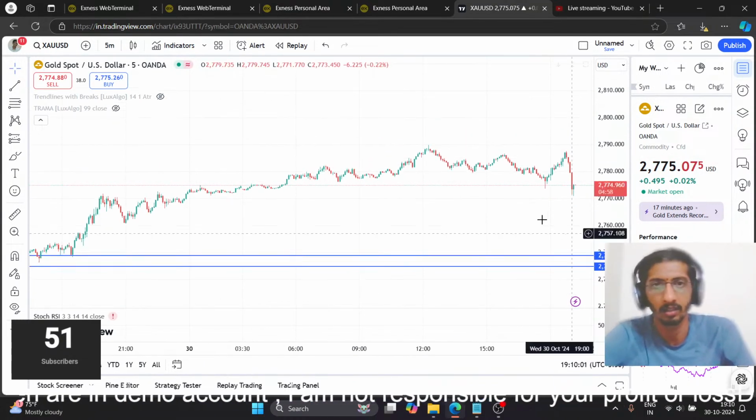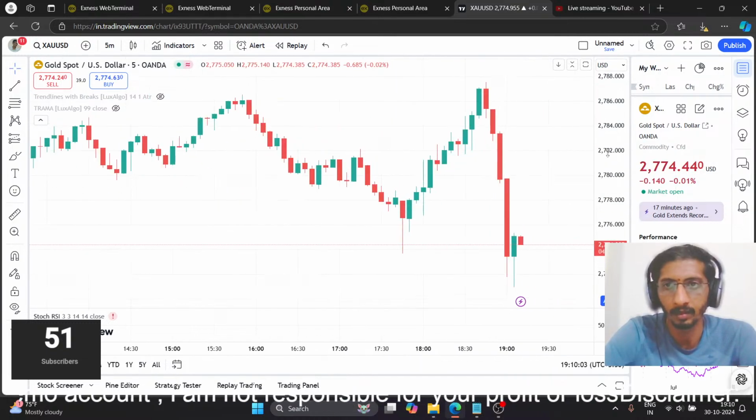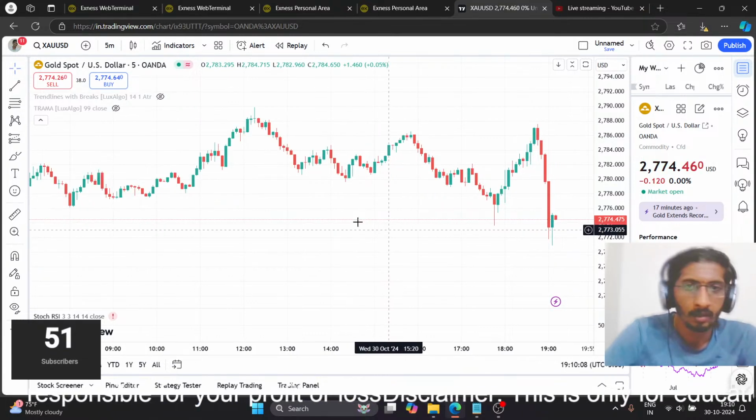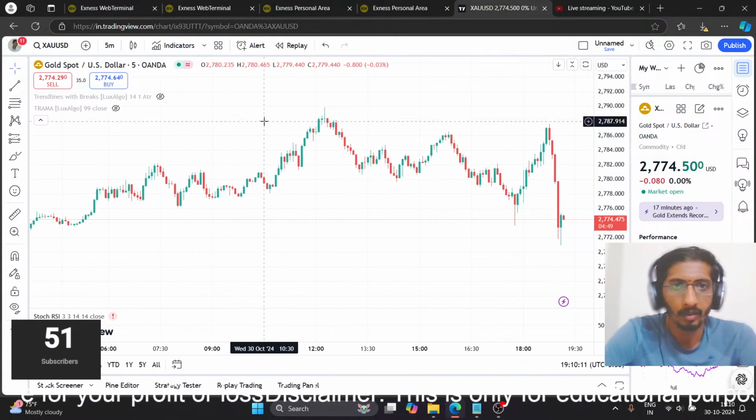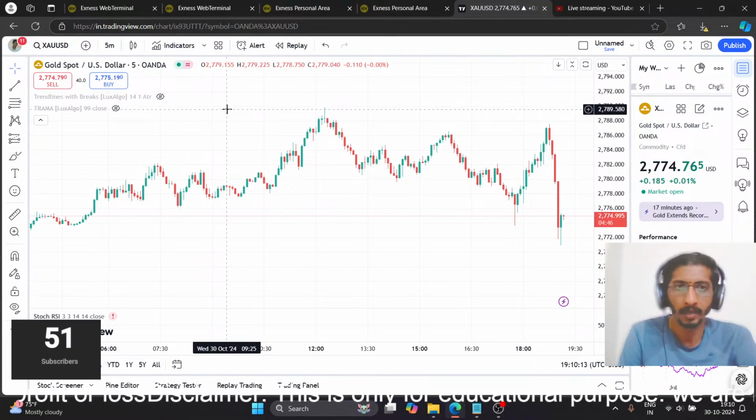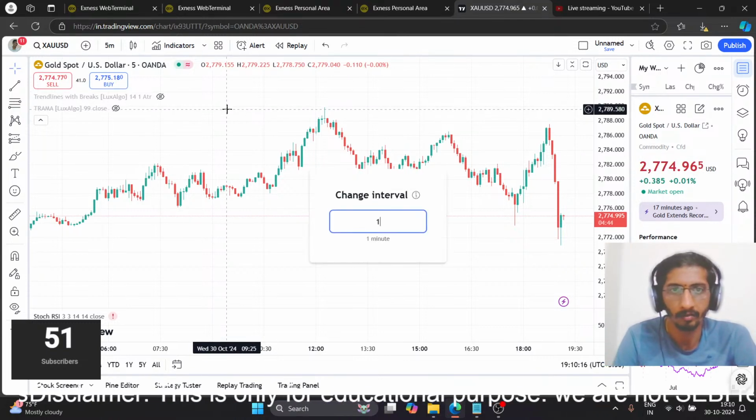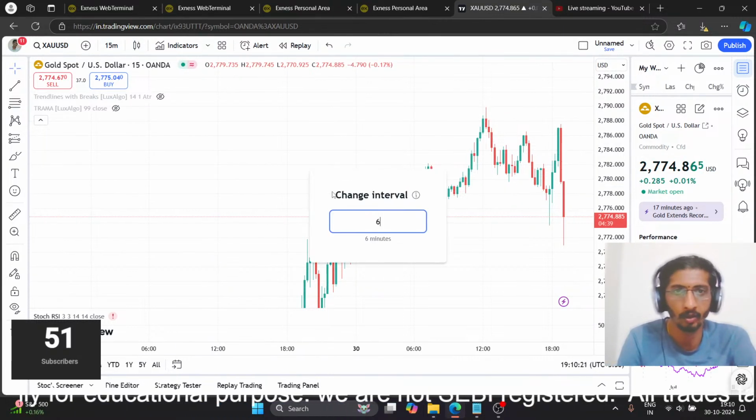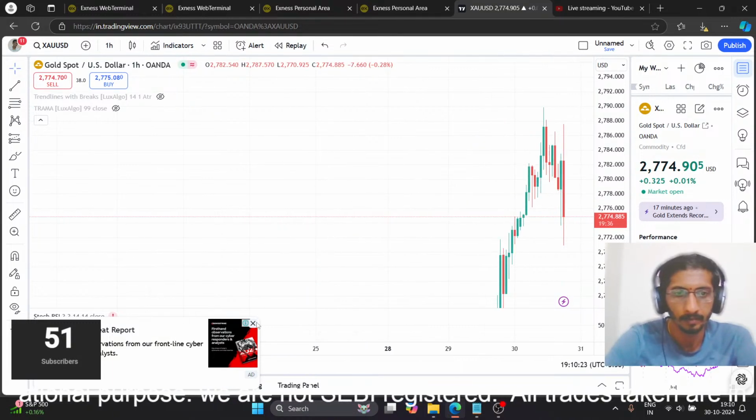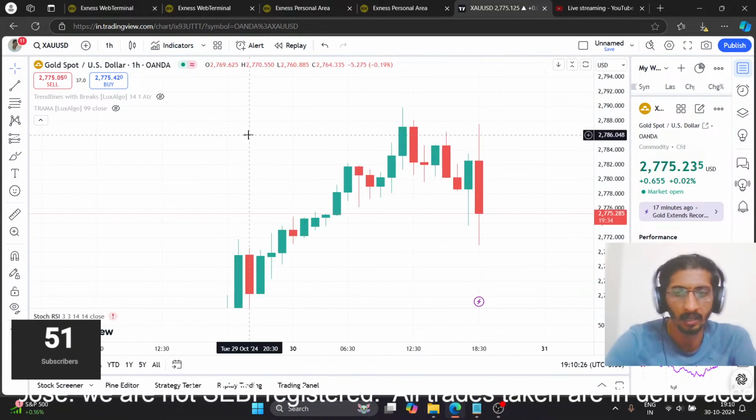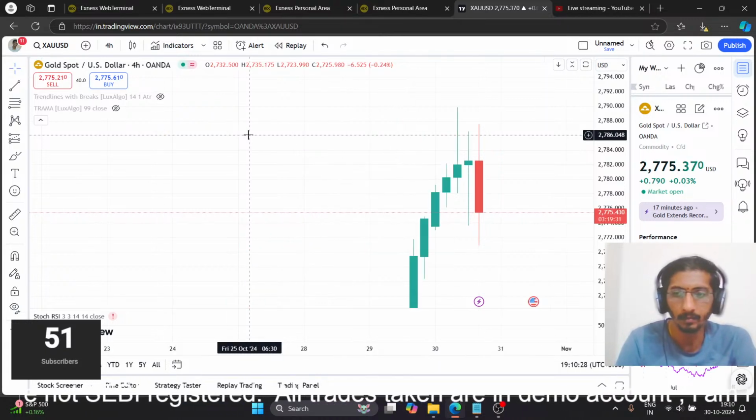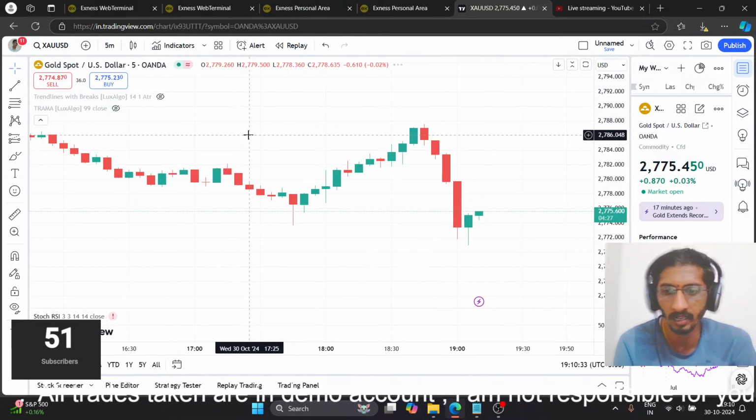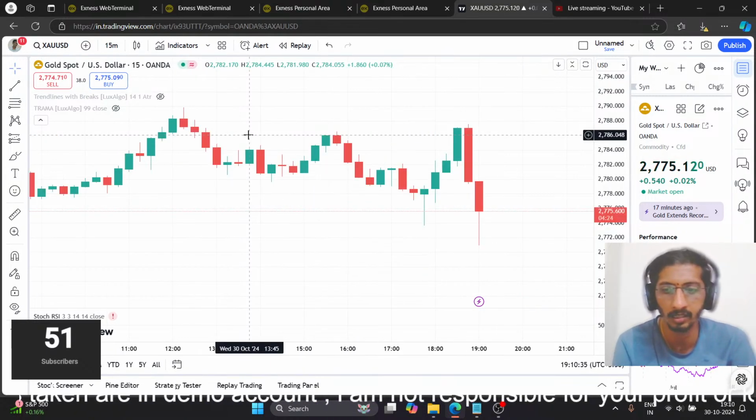This is how the candlesticks look without adding any indicator. When you click on this and type any number like 5 or 15, you can see the time changing to 15 minutes. If you want 1 hour, you have to type 60, and you'll see a 1 hour candle. Then 240. Normally for intraday, we use 5 minute and 15 minute candles to do the analysis.